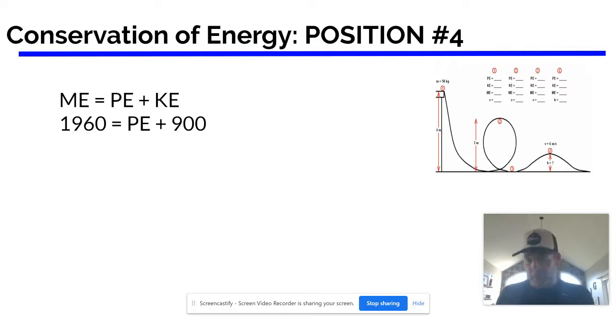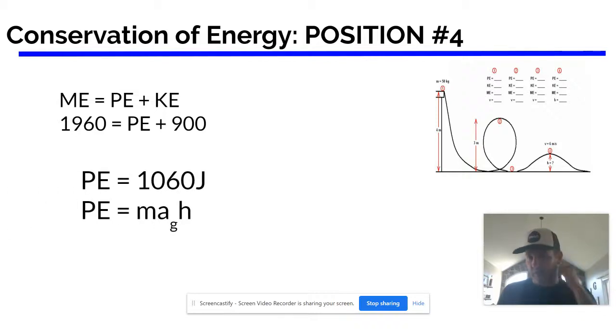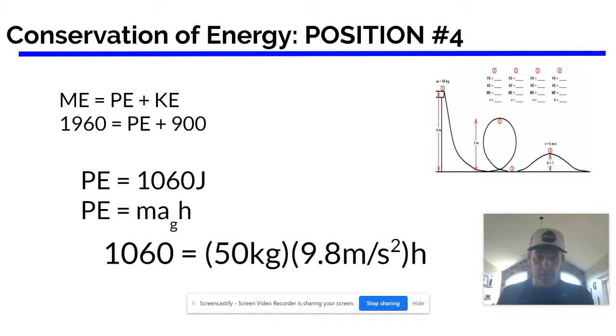If mechanical energy is potential plus kinetic energy, then 1960 equals potential plus 900. So then we just subtract, and that's going to give you a potential energy of 1,060 joules. Again, if all you're trying to do is determine potential and kinetic energy, you can stop here, but we can also determine height and answer the question mark in the diagram using the potential energy equation.